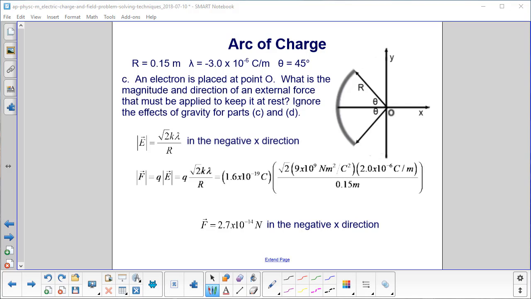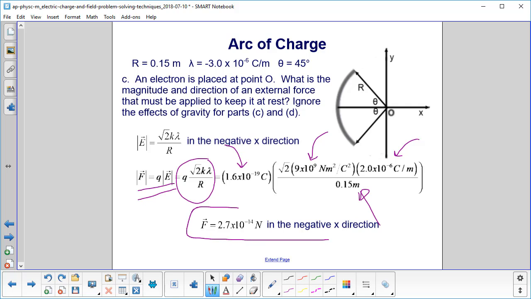So let's find the magnitude of the force now. The force is just going to be Q times E. So I've got my expression here. Here's the charge on an electron. Here's K. Here's lambda, which we found earlier on. And here's my R, the radius of the semicircle. You plug all the numbers in, and you get a force of 2.7 times 10 to the minus 14th newtons in the negative x direction to hold that electron immovable.